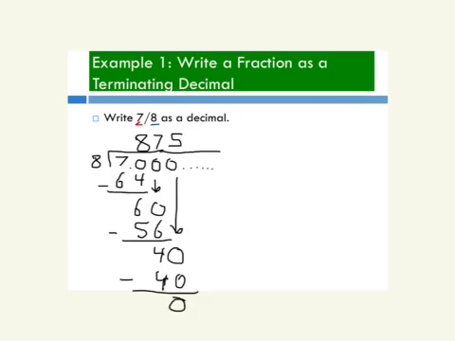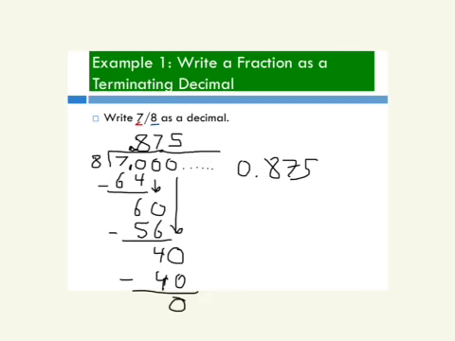Okay, so where do I put my decimal point? It's going to go to the left of that first number. Here was the one I started with, and this is where I'm going to put it. So my final answer is going to be 0.875.